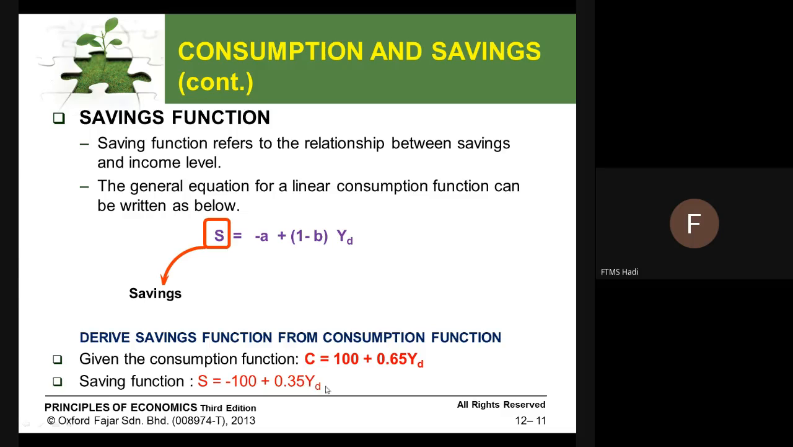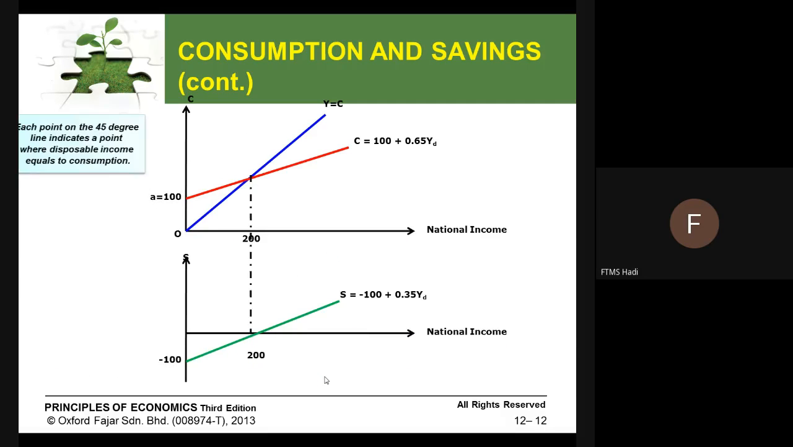So if you cross check between these two, 0.65 plus 0.35 equals 1. That means consumption and savings complement each other. Do not worry if you still do not understand. I will show you later on in the study questions.